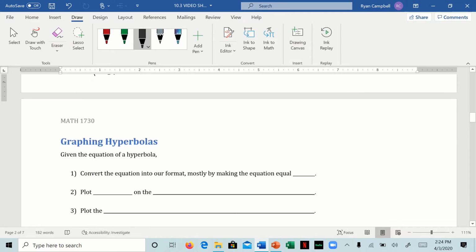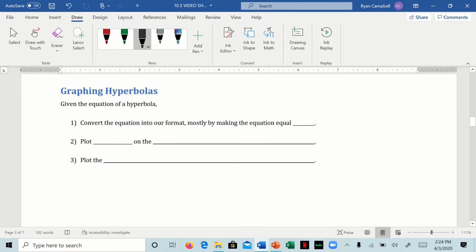All right. So graphing hyperbolas. When you graph hyperbolas, first thing you want to do, as always, is make that equation equal to 1. We want to plot our plus or minus a on the transverse axis. And then we want to make sure to plot our asymptotes. That part's important.